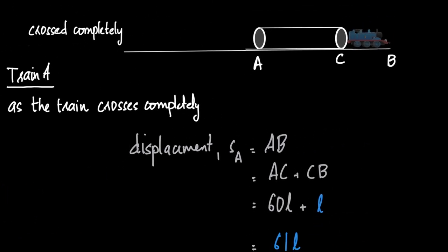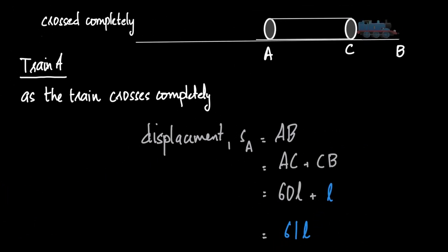Putting this into scalar terms, as the train crosses completely, the displacement of this train would be SA, which is equal to AB, which is again AC plus CB. What is AC? AC is the length of the tunnel, which is 60L. What is CB? It is the length of the train, which for train A is equal to L, and therefore the displacement here is equal to 61L. Hope that makes sense, right?